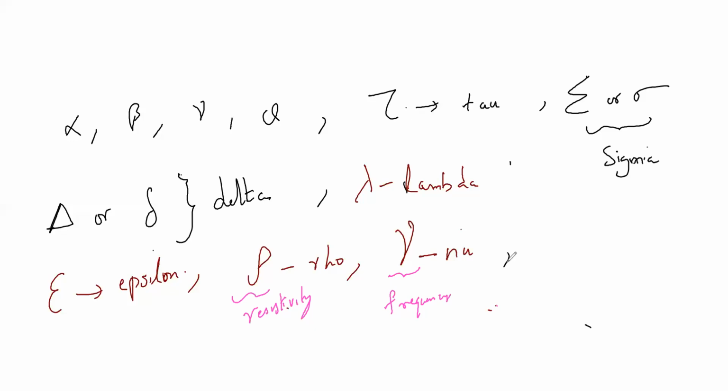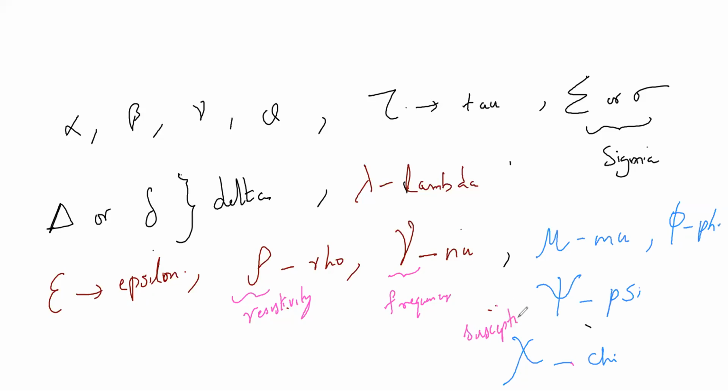Then comes, let me choose some other color. Then this symbol, mu. Then this symbol, I think everyone knows, phi. Then just like this symbol, this is called psi. P is silent in this. This is called psi. And then there is something like this, called susceptibility, which is chi. This is again coming in your class 12th. Susceptibility is called chi.